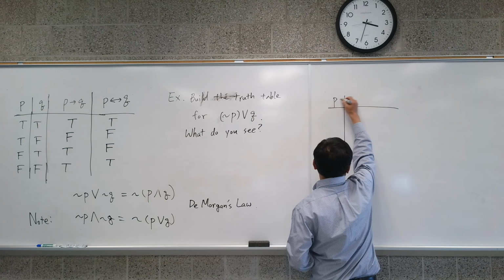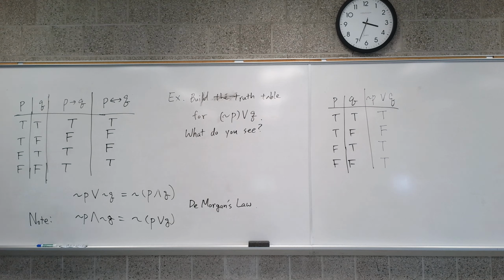Okay, what do you see? There's only one false. There's only one false. One false, okay. Like, oh, P implies Q. Yeah, this one, right?